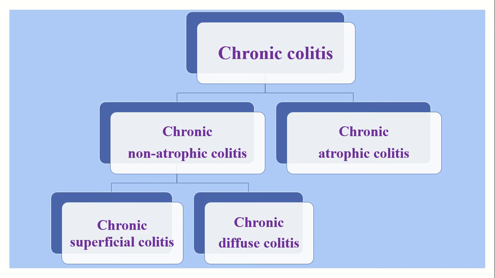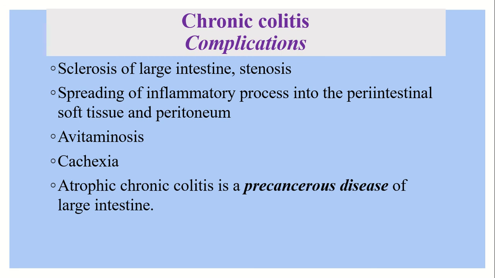Like chronic enteritis, chronic colitis also has two types, non-atrophic and atrophic colitis. Non-atrophic colitis is also divided into chronic superficial colitis and chronic diffuse colitis. Complications of chronic colitis are sclerosis of the large intestine, stenosis, spreading of the inflammation into the periintestinal soft tissue and peritoneum, avitaminosis, and cachexia. Atrophic chronic colitis is a precancerous disease of the large intestine.